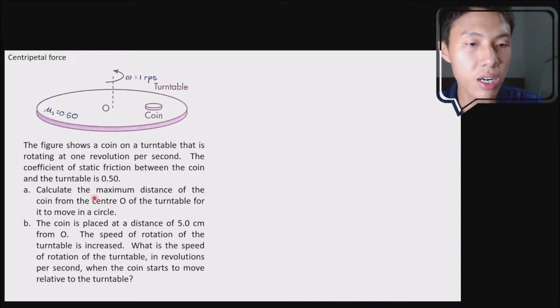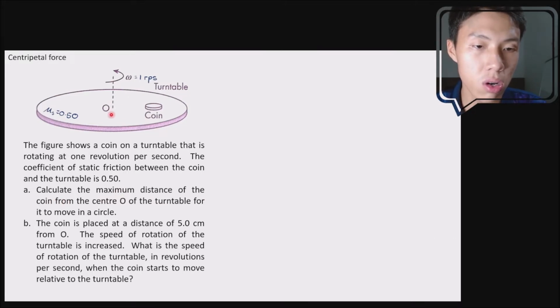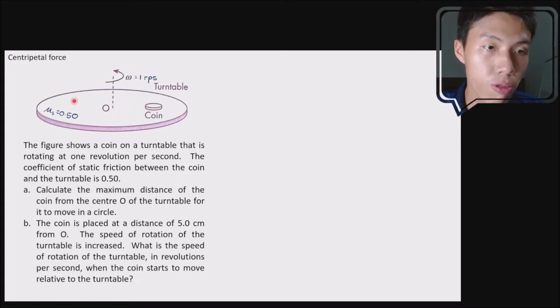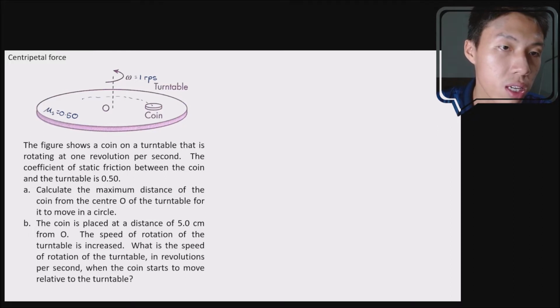Okay, now they say calculate the maximum distance of the coin from the center O of the turntable for it to move in a circle. So when the turntable is rotating, this coin here will be undergoing a circular motion. And if this turntable is rotating with a constant speed, then this coin will be undergoing uniform circular motion around this center axis O over here. And they ask what is the maximum distance of the coin from the center O for the coin to move in a circle. So you should be able to imagine that the coin will be traveling in a uniform circular motion, and they ask what is the maximum distance R over here.